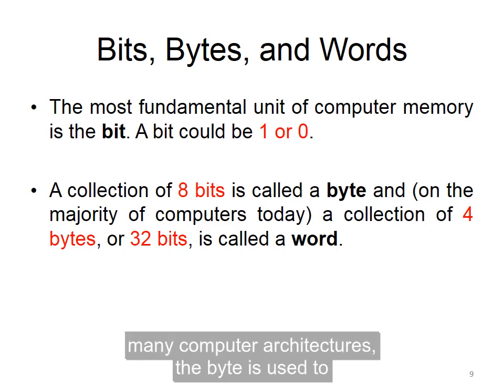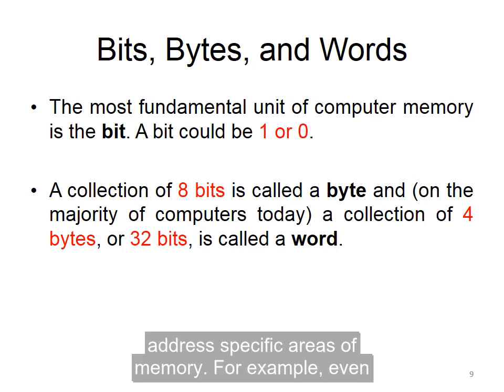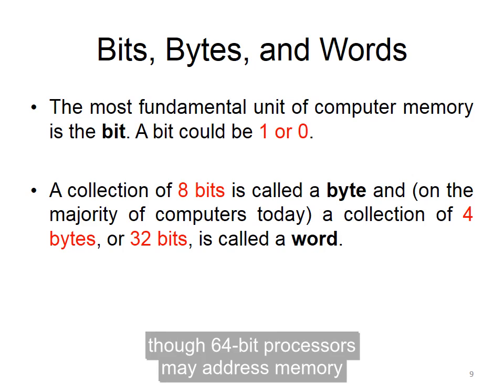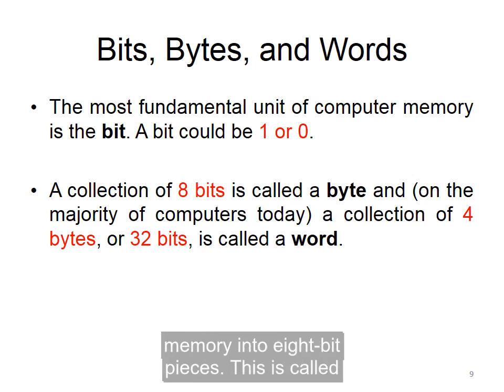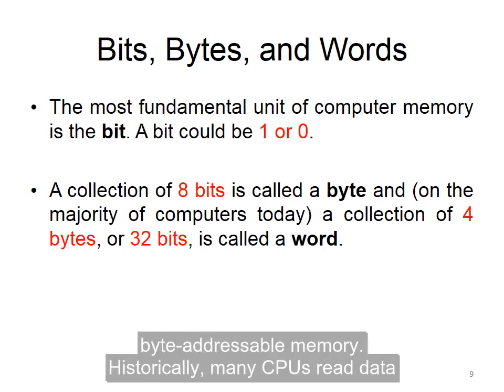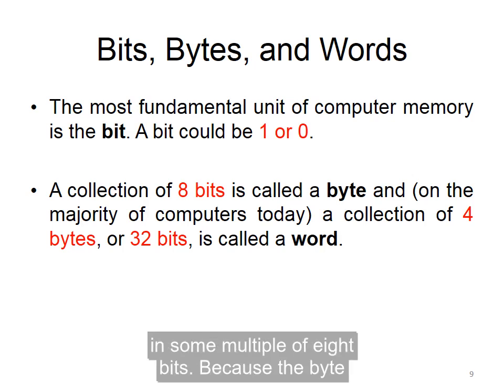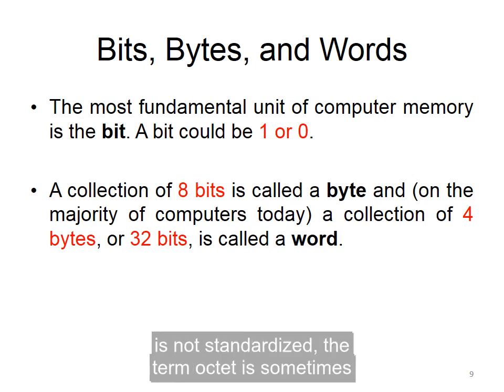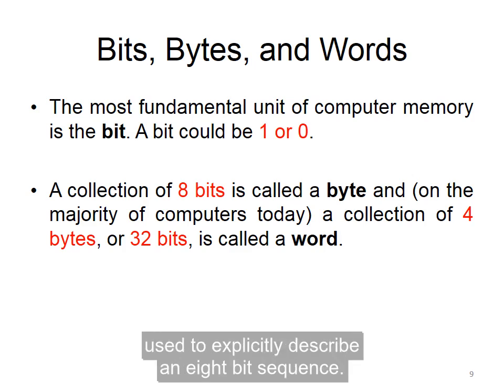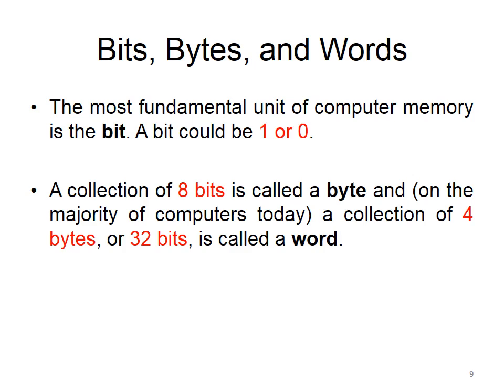In many computer architectures, the byte is used to address specific areas of memory. For example, even though 64-bit processors may address 64 bits at a time, they may still split the memory into 8-bit pieces. This is called byte addressable memory. Historically, many CPUs read data in some multiple of 8 bits. Because the byte size of 8 bits is so common, but the definition is not standardized, the term octet is sometimes used to explicitly describe an 8-bit sequence.